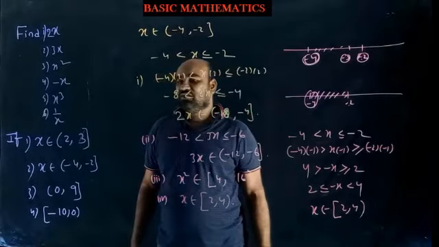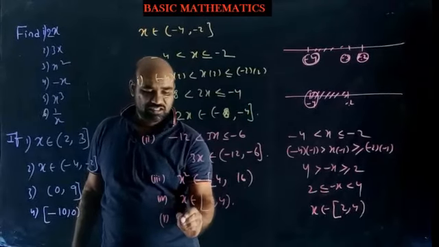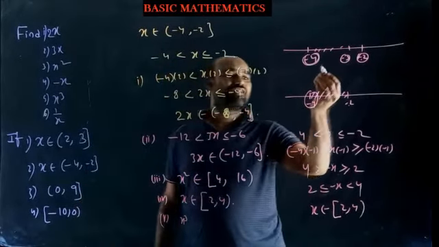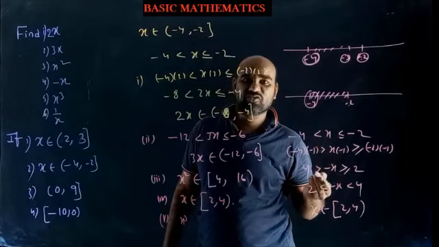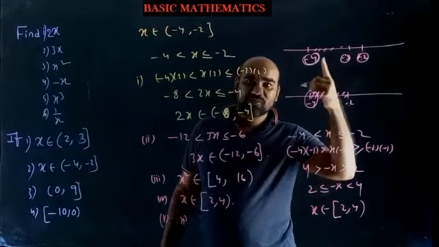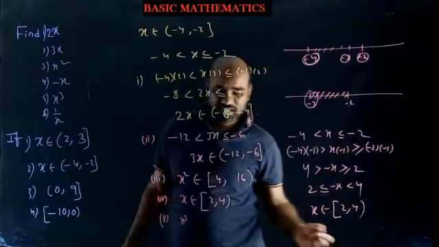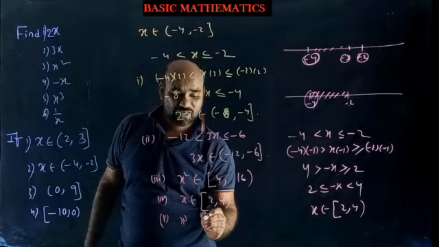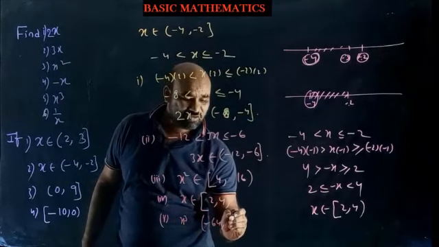Okay. Next, x cube. Just cubing only. All these elements should be cubed. Minus 4 cubed means minus 64. Minus 2 cubed is minus 8. Minus 64 is less than minus 8 on the number line. That's why x cube belongs to open minus 64 to closed minus 8.